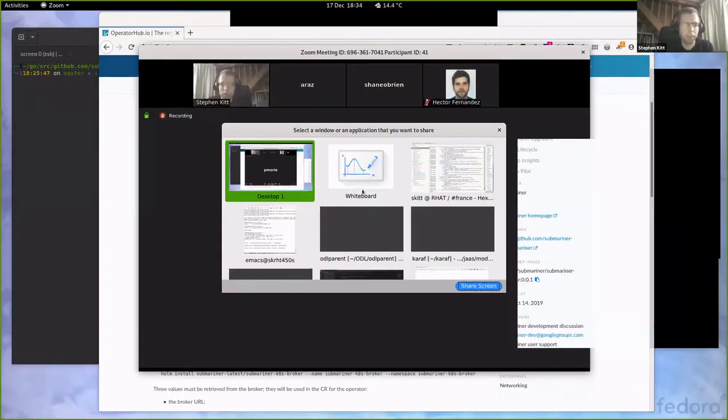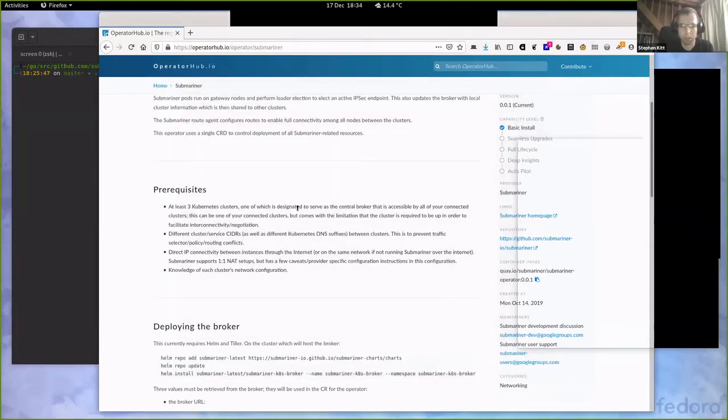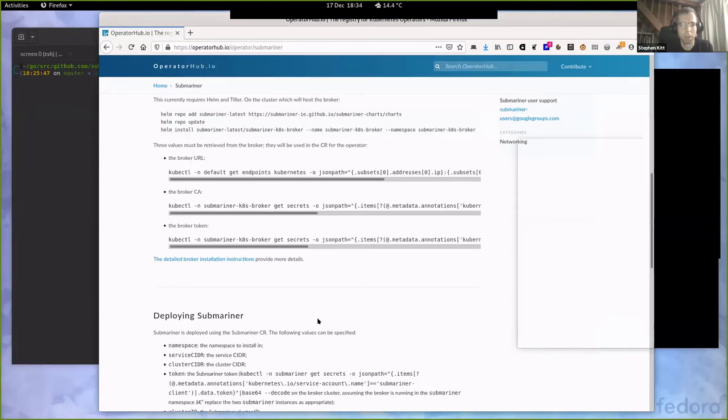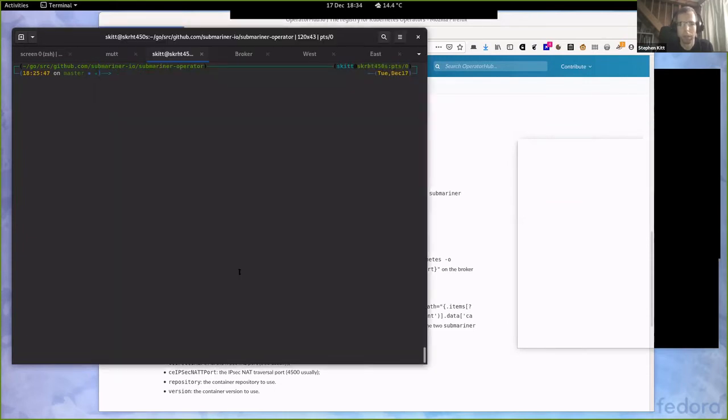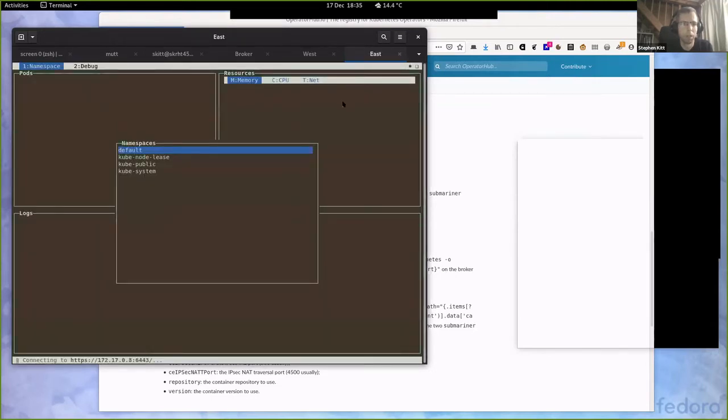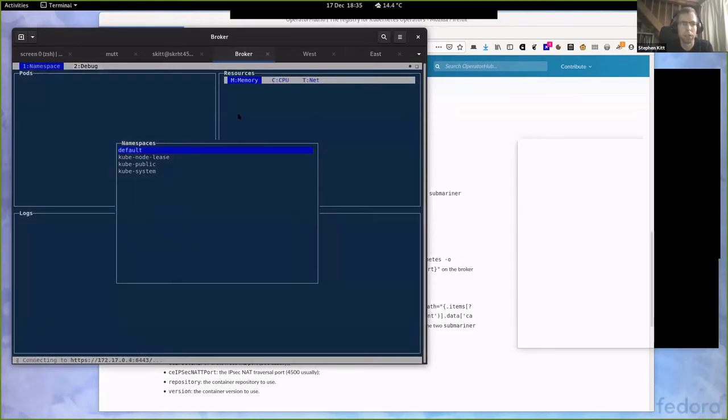There we go. Yeah, so this is the operator on Operator Hub. And as you can see, this is all the information that needs to be provided. It's a bit much to ask new users or even experienced users. And so with subctl, it's a bit simpler. The general idea is that we have these two clusters that we want to connect, west and east. And in Submariner, we use another cluster, or you can do this in one of the connected clusters if you want, that we call the broker. And this is used to store various pieces of information and allow the clusters to discover each other, basically.